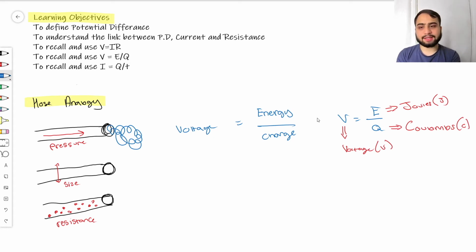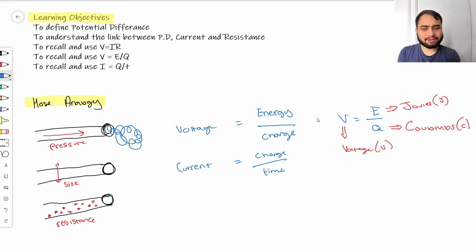Now let's have a look at the size of the hose. This can be likened to the current. Now, if you remember from earlier on in the video, current is the flow of charge. So current is charge per unit time. If I increase the width of the hose, more water can flow in the same amount of time. Same way, if I increase the current in a circuit, more charge can flow for the same unit time.